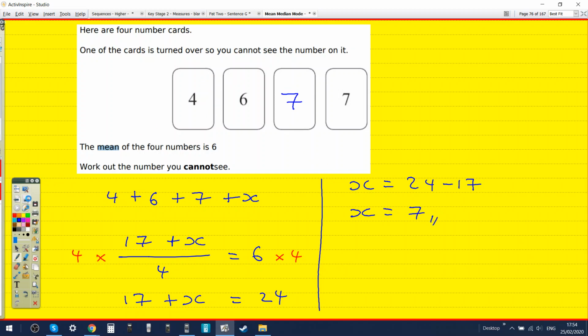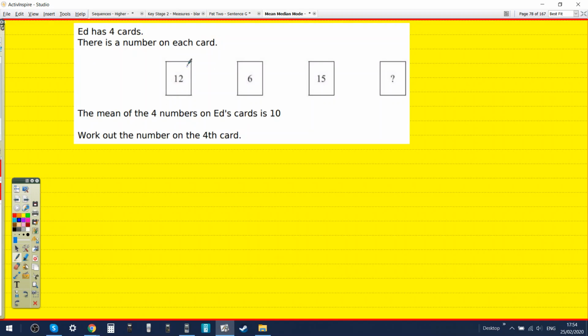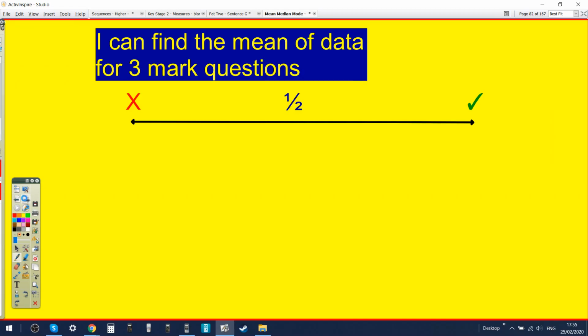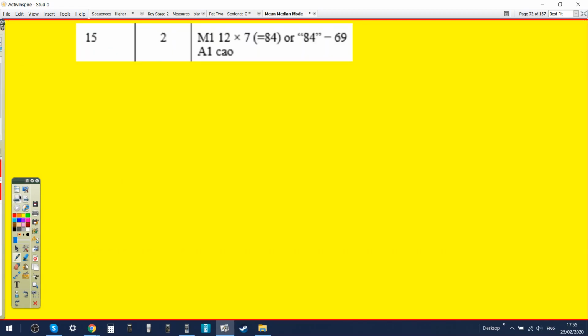And that's a 3 marker. X is 7, 3 marks. And so you can see here's another one that's very similar. 3 ones and then there's an x. And they tell you what the mean is. You have to find it. And it comes up a lot. We did that one. Let me just see this one.